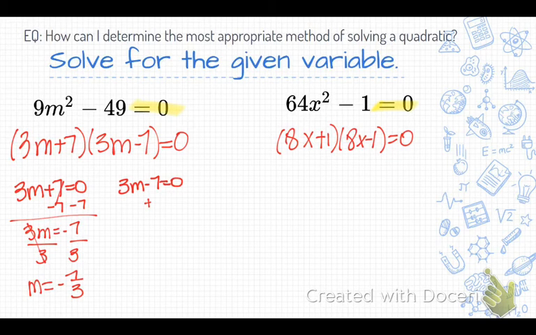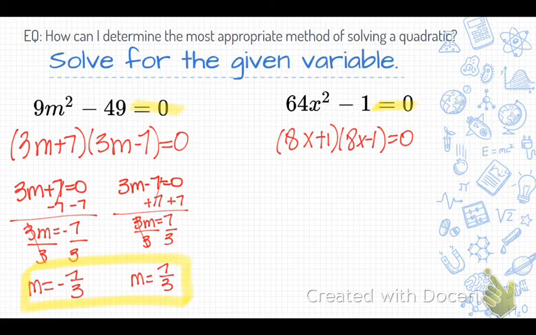My other factor, I'm going to add 7. I have 3m equals positive 7. Divide by 3, and I get m equals 7/3. So what do I notice about these two solutions? Yeah, well, they're the same, but one is positive and one is negative, right? So have you seen this as m equals plus or minus 7/3? So I will accept either of those answers. They're both correct. You can write them separately or as plus or minus, okay?